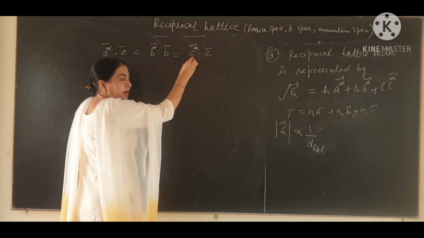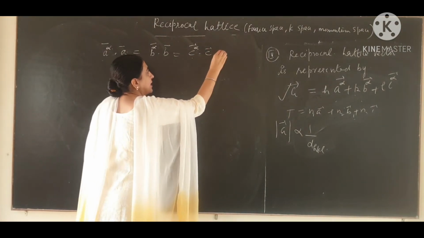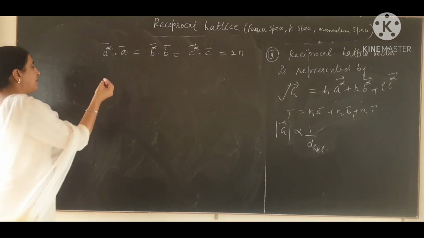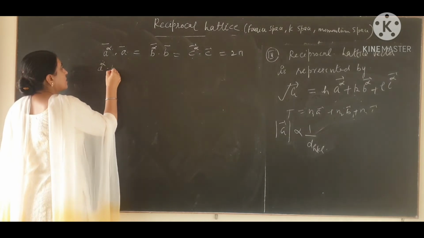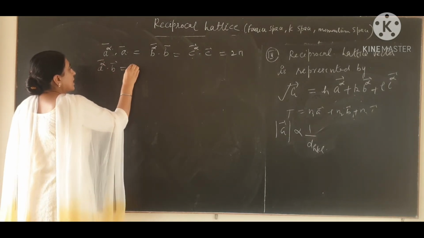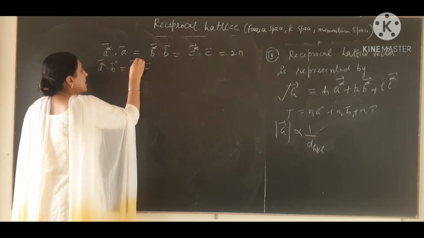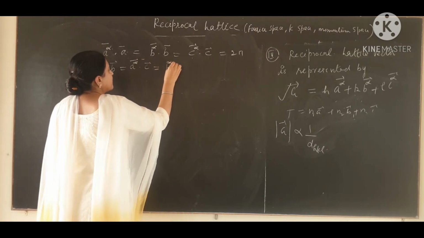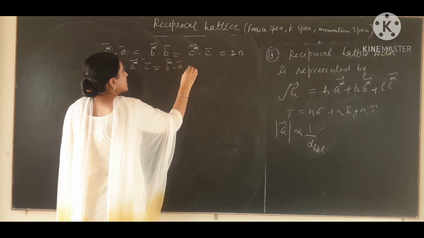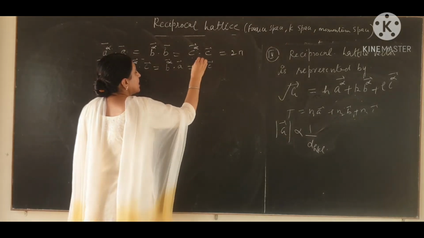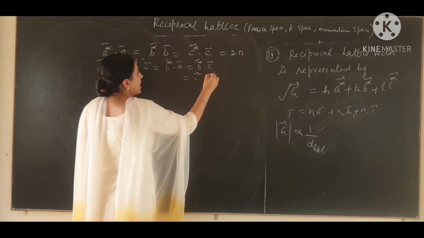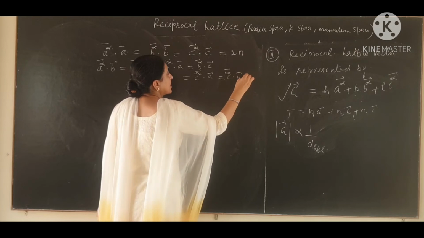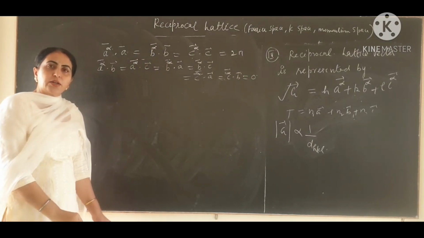This is for the reciprocal lattice. This is for the direct lattice. This is equal to 2 pi, the same combination. And with a different combination, A star dot B is equal to A star dot C is equal to B star dot A is equal to B star dot C is equal to C star dot A is equal to C star dot B. Different combination, that is equal to 0.